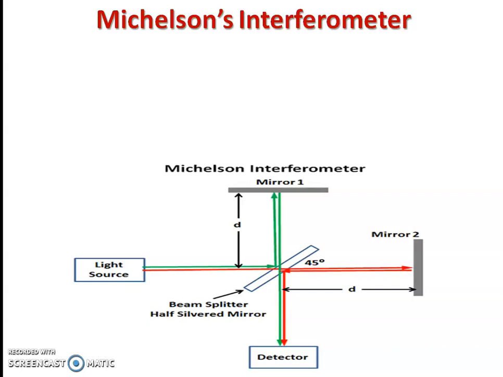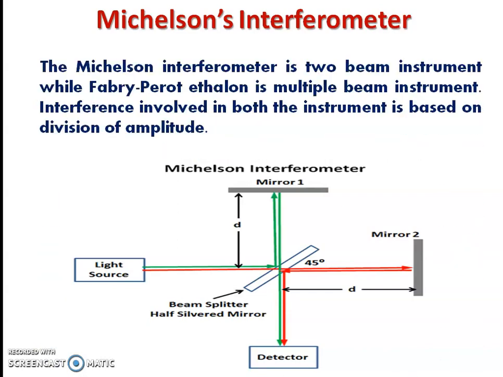Michelson's interferometer consists of a few components. That is, there will be an extended source of light, two mirrors, a glass plate, and one detector. So this is how the Michelson's interferometer consists of different components.